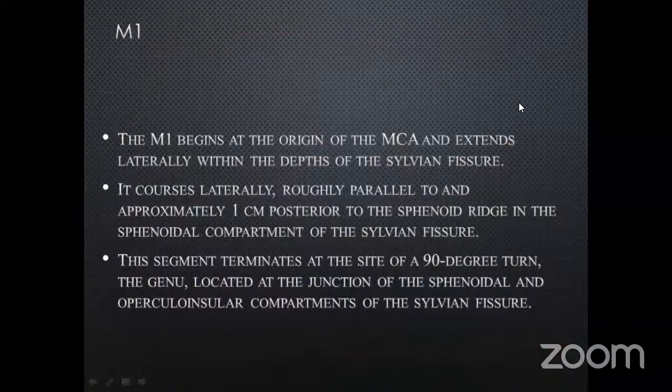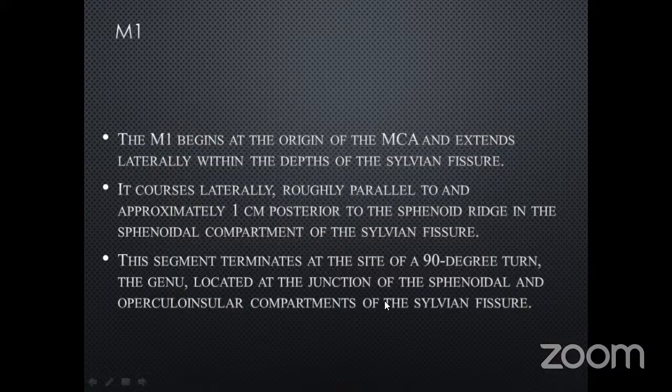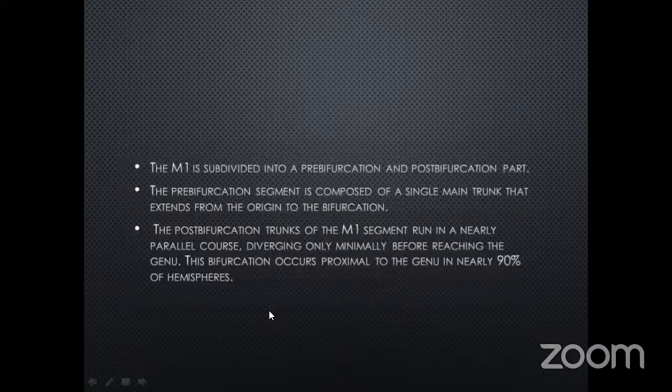M1 begins at the origin of the MCA and extends laterally within the depth of the Sylvian fissure, as we discussed. It courses laterally, roughly parallel to and 1 centimeter posterior to the sphenoid ridge in the sphenoidal compartment of the Sylvian fissure. And this segment terminates at a 90-degree turn, the genu, located at the junction of the sphenoidal and the operculo-insular compartments of the Sylvian fissure.